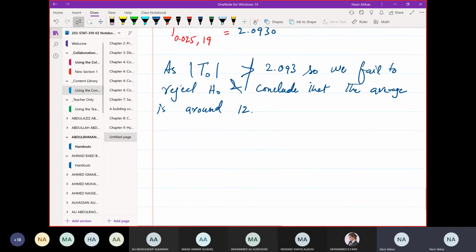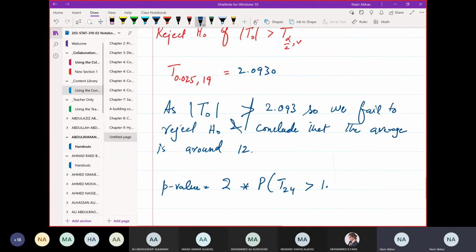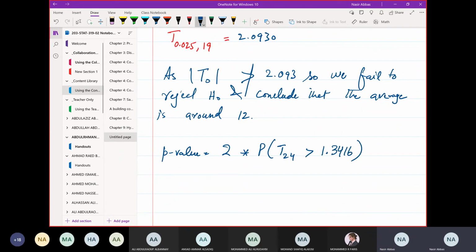What if we want to use the p-value approach? So that will be p-value. It is 2 times probability of T19 more than 1.3416. Not 24, sorry. This question we have T 19 degrees of freedom. So first thing you will get this part from the table and then you will multiply it by 2. To get this part from the table, you need to see 1.3416 in the table.